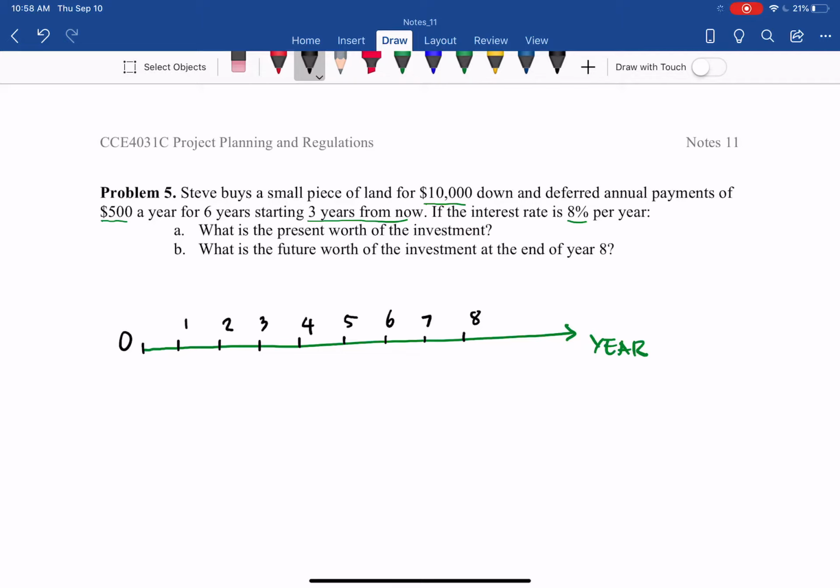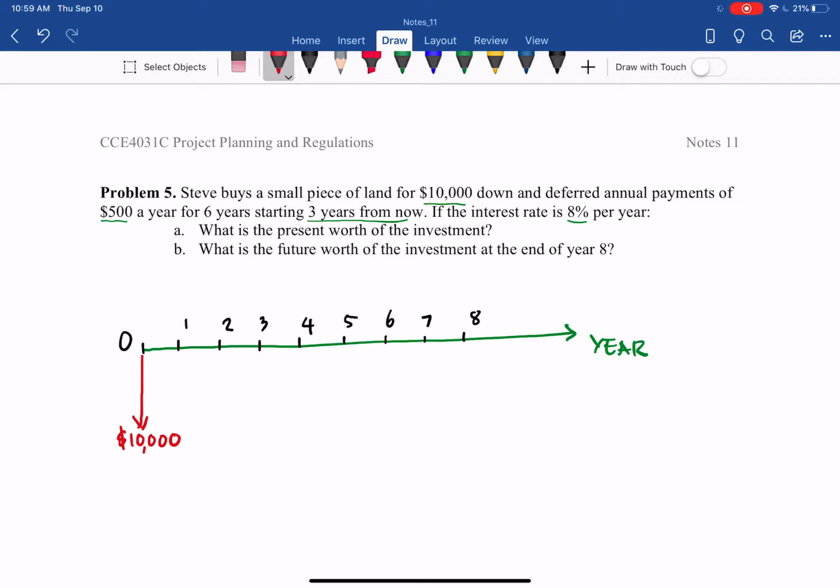Piece of land, $10,000 down. It means Steve pays $10,000 now for this land, just like a down payment. And then he deferred the annual payment. Defer means that you don't pay immediately, just like you see some advertisements on car sales that say no payment for 6 months. So they defer payment. In this case, he deferred for 3 years.